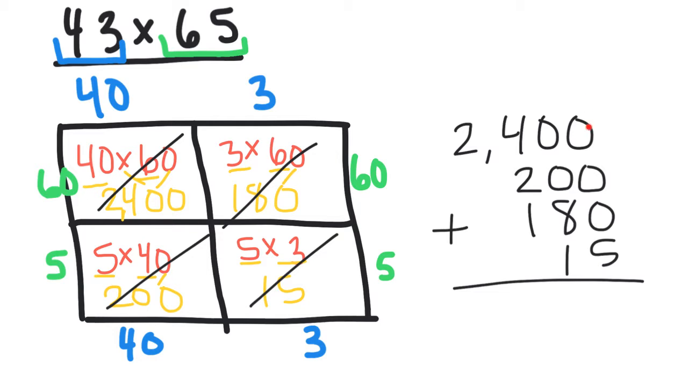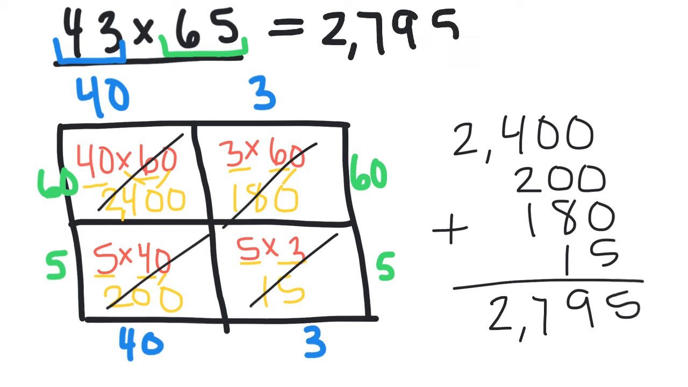In my ones place, I have all zeros and then a 5. So I would get 5. In my tens place, I have 0 plus 0 plus 8 plus 1. So that would give me 9. In my hundreds place, I have 4 plus 2 plus 1, so 4, 5, 6, that would give me 7. And then in my thousands place, I have 2. I can put my comma there, and then I have my final answer. So 43 times 65 equals 2,795.